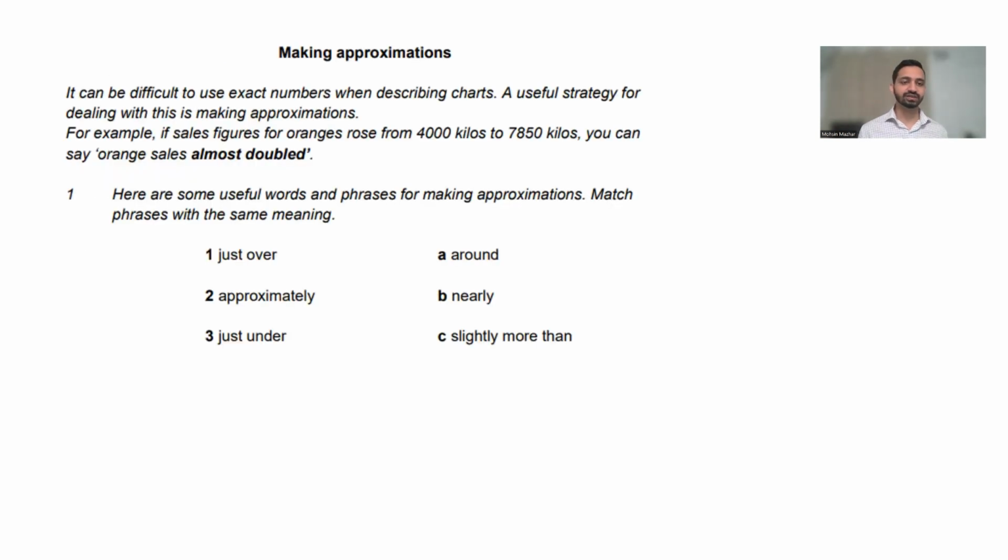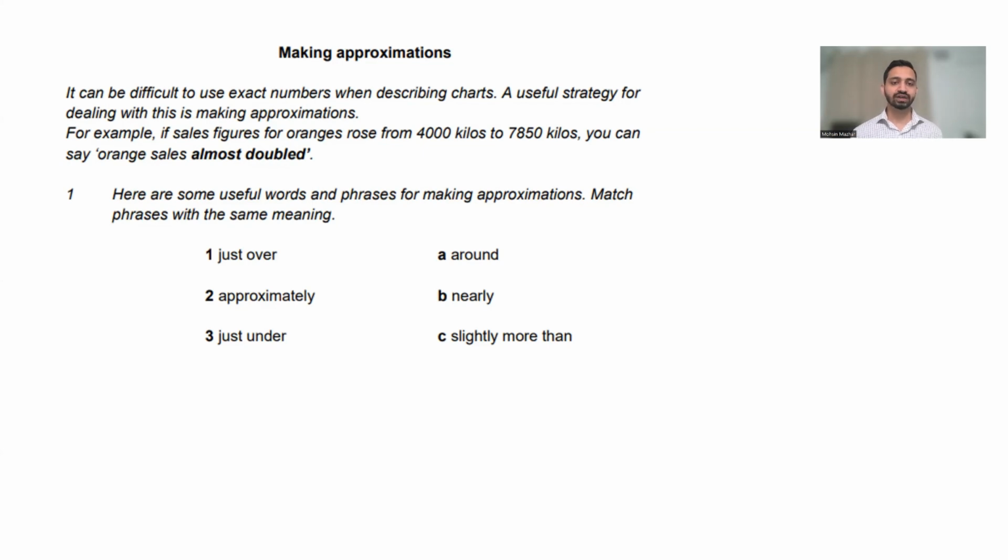So let's do this activity and understand how we make approximations. It can be difficult to use exact numbers when describing charts. A useful strategy for dealing with this is making approximations, right? For example, if sales figures for oranges rose from 4,000 kilos to 7,850 kilos, you can say orange sales almost doubled. Instead of saying that it rose from 4,000 kilos to 7,850 kilos, you can say almost doubled. So you're using approximation, and you're telling the examiner that you can also use approximation. You will be rewarded for that.